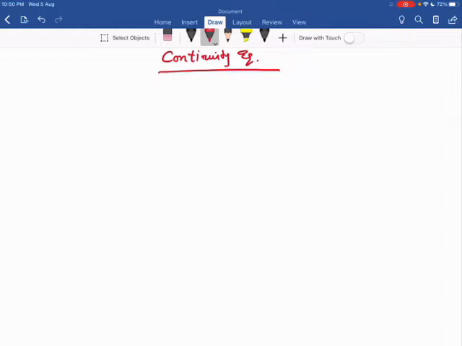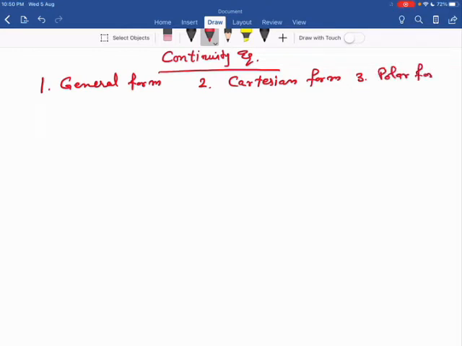So in our syllabus we have three forms of continuity equation. One is the general form, second is the Cartesian form, and third is the polar form. So I first try to derive the general form of continuity equation.